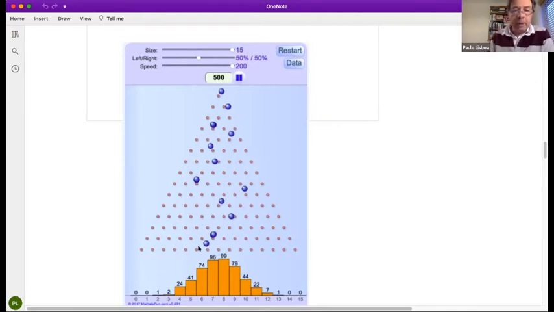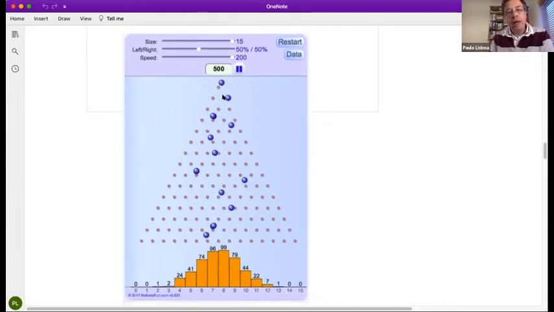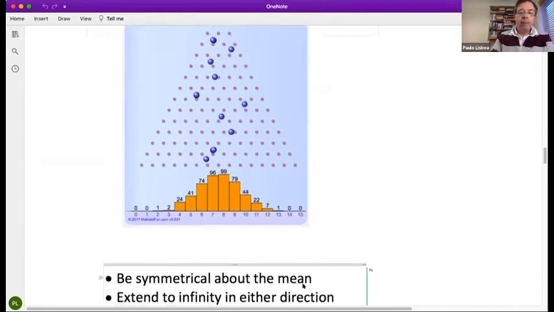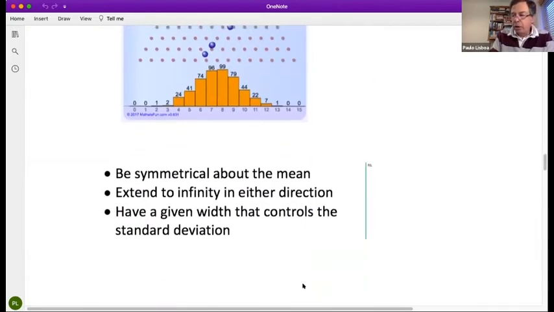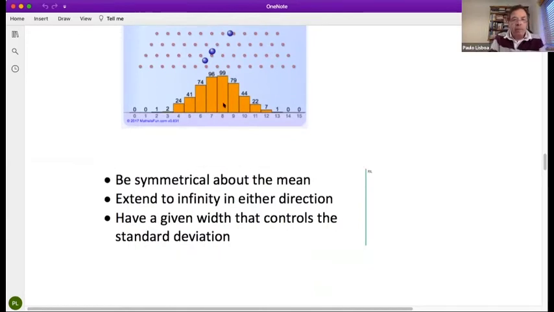Right? And for those of you who are doing the binomial distribution at school, what this is showing is that if you take a binomial distribution with many categories, it is well approximated by the normal distribution. Okay? Now, the normal distribution needs to have certain characteristics. It needs to be symmetrical about the mean. You can see here, it's roughly the same right and left if you have an unbiased coin or unbiased ball on a pin. It needs to extend to infinity, not in the case of binomial distributions, but for the real continuous distribution, it needs to extend to infinity. And it needs to have a given width that controls the standard deviation.